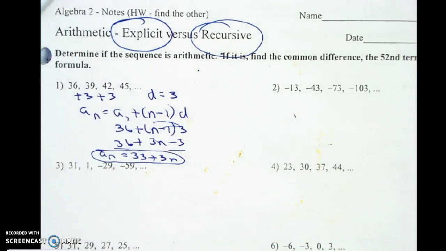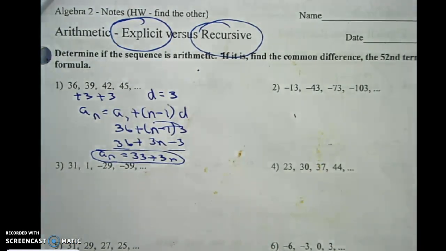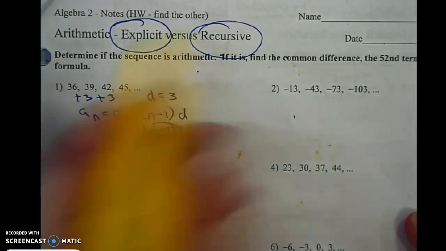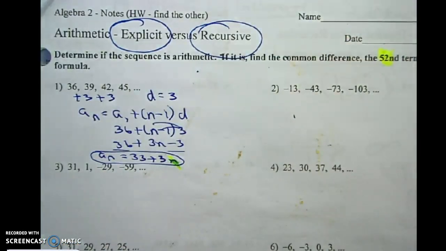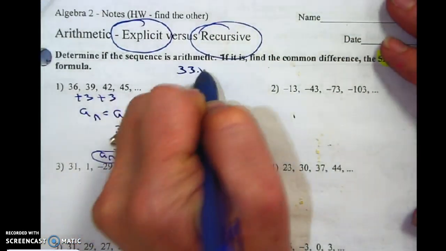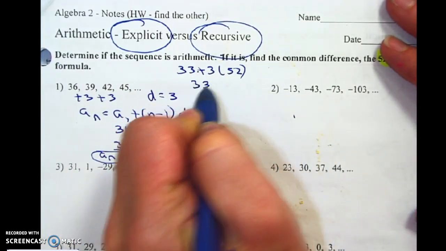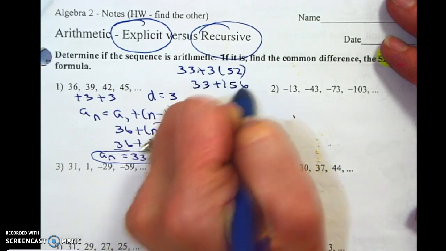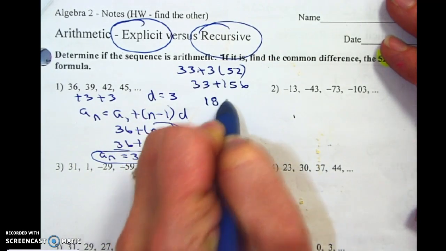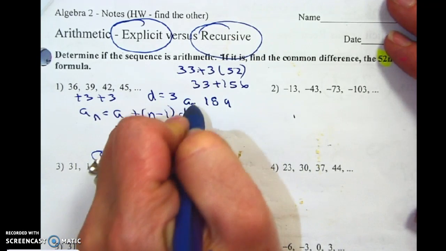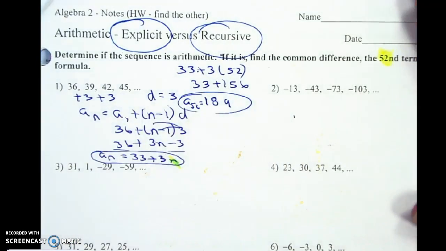Okay. Now that I got my formula, take the n, plug it in for 52. So 33 plus 3 times 52. 33 plus 156. 189. A sub 52. Okay?